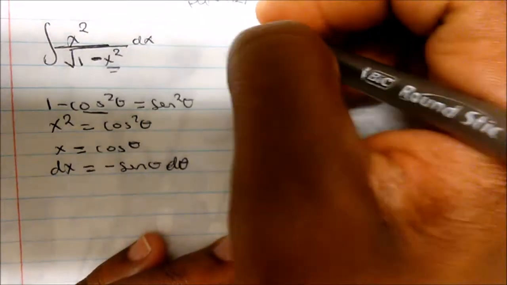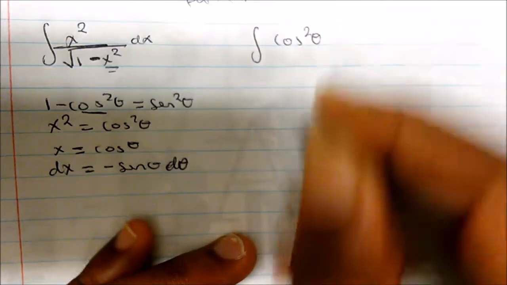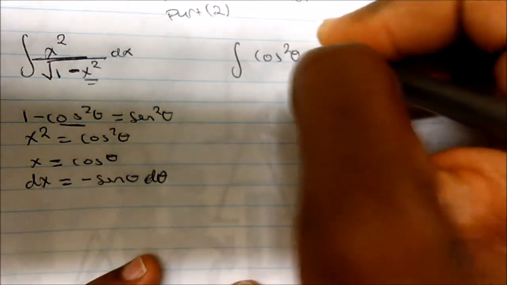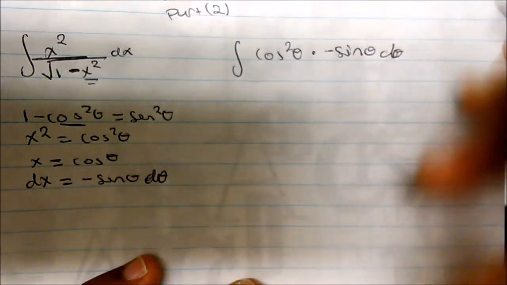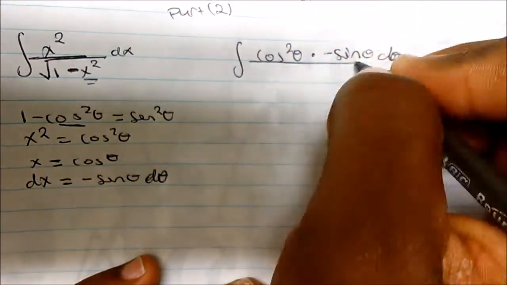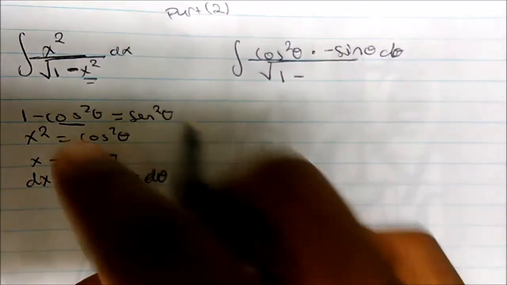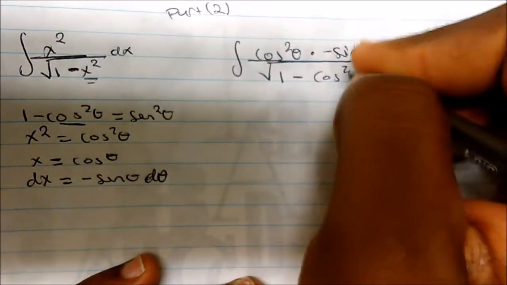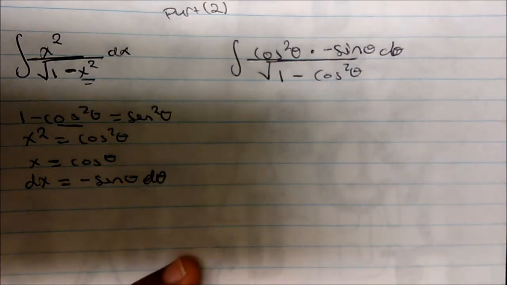Okay, so now that we have everything, all we have to do is plug in. So this becomes the integral, but what is x squared? That happens to be cosine squared of theta. What is dx? Dx happens to be negative sine of theta d theta. And this is all being divided by the square root of 1 minus, well, x squared is cosine squared of theta. Okay, so there's our integral.